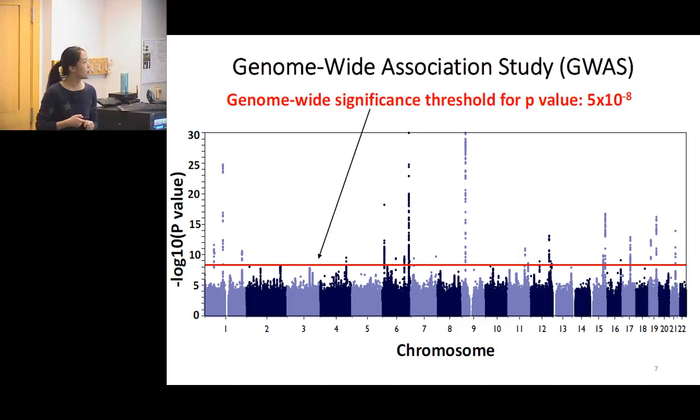To correct for multiple testing, we usually use 5 times 10 to the negative 8 as the p-value significance threshold, assuming there are 1 million independent genetic variants across the human genome.